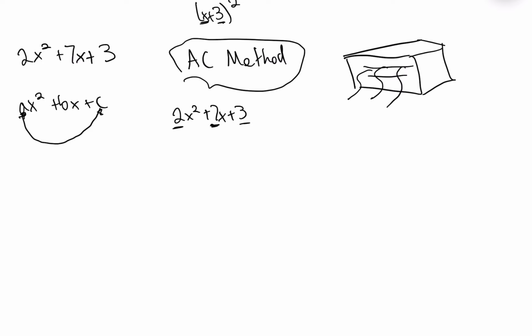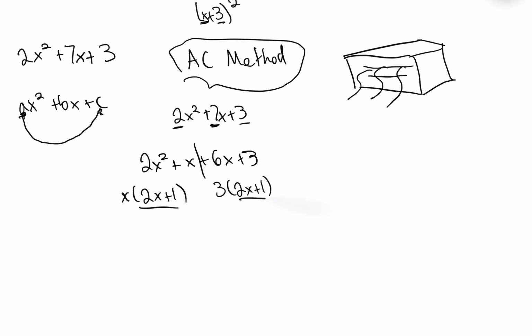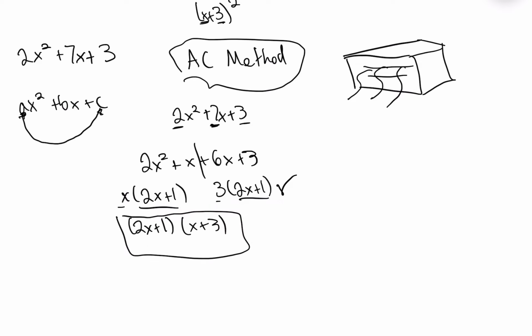We rewrite the terms 2x squared plus x plus 6x plus 3. We split them up. We factor out x. What's left is 2x plus 1. Move on here. We factor out a 3. What's left is 2x plus 1. Give ourselves a big old check mark. We bring it down. We have this x and 3 left, x plus 3. And this is our factored form.